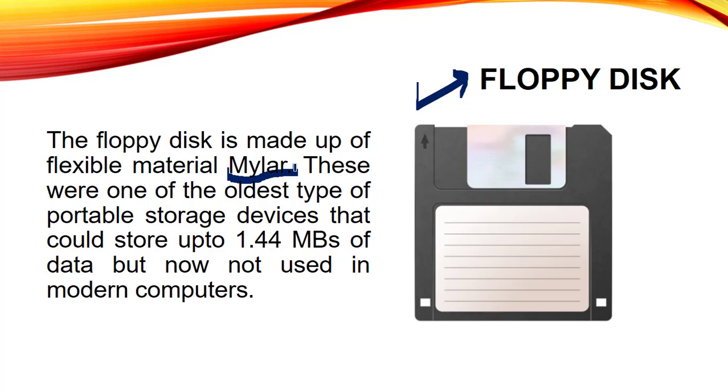These were one of the oldest types of portable storage devices that could store up to only 1.44 megabytes. So these devices were only able to store 1.44 MB of data. And that is the main reason why we can't use them today, because nowadays the pictures that we have in our mobile phones are more than 2 to 3 megabytes.